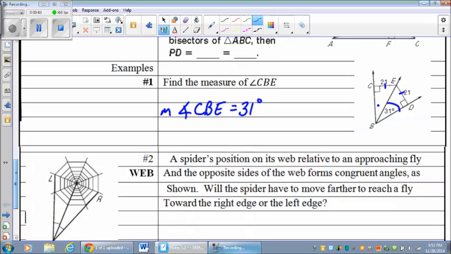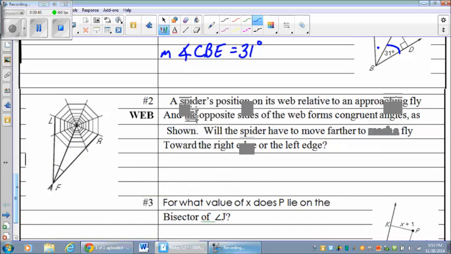Okay, on number 2, we have a picture of a spider web. It says the spider is positioned on its web relative to an approaching fly, and the opposite sides of the web form congruent angles. All these angles in here are congruent angles. Will the spider have to move farther to reach a fly toward the right edge or the left edge? So here is the spider. If the fly was to go over here to the left edge at this point, or if the spider was to go over to this side, which distance would they have to travel farther?